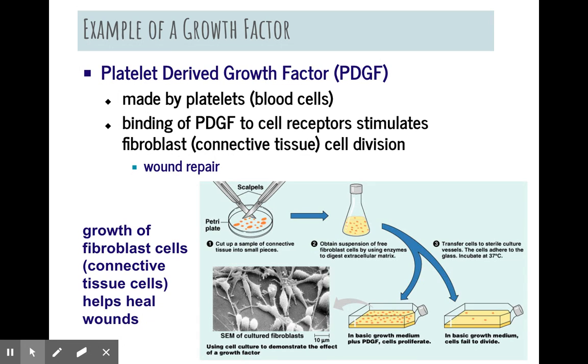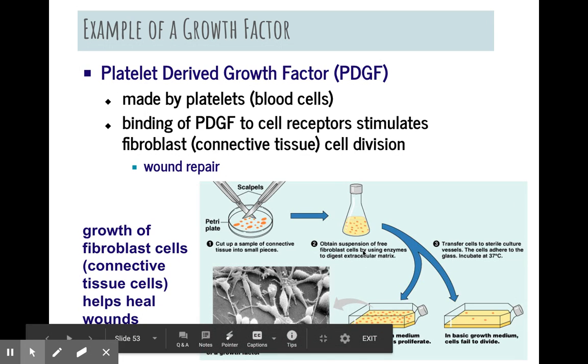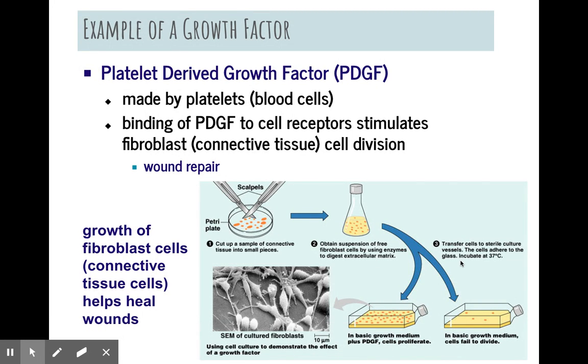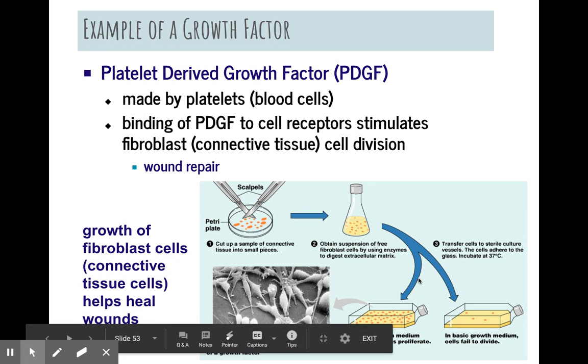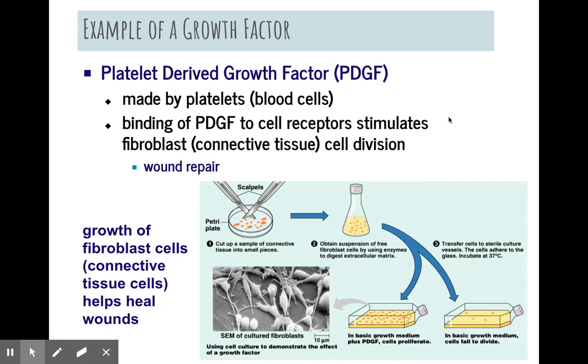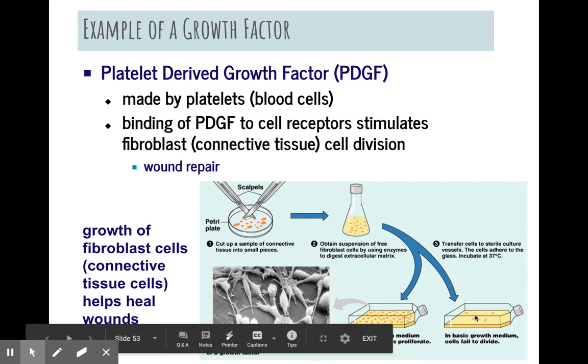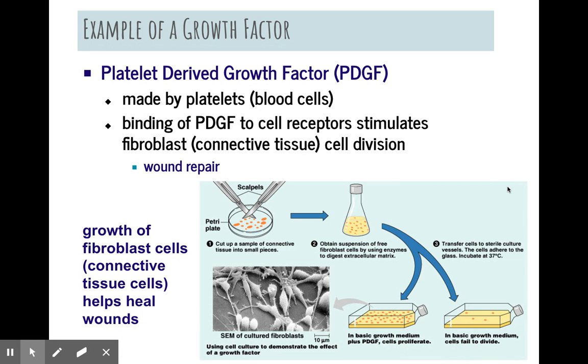So if I were to cut up a sample, as we see here, of connective tissue into small pieces, I then obtain a suspension of free fibroblast cells by using enzymes to digest the extracellular matrix. Then I transfer these cells to a sterile culture. These cells adhere to the glass and they start to incubate over time. Notice here that the cells that are in basic growth medium plus the PDGF, the cells start to grow. Without it, we can see that they stopped. So PDGF, like we said, helps cells in wound repair.